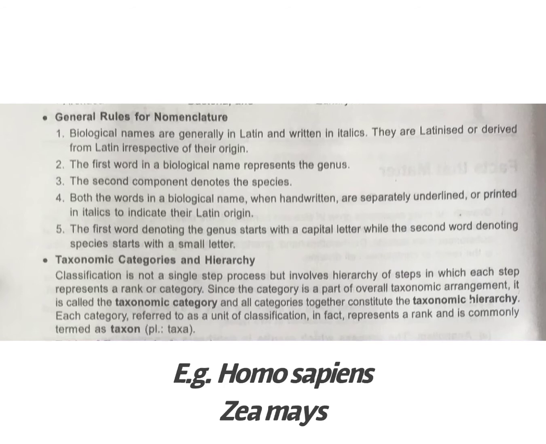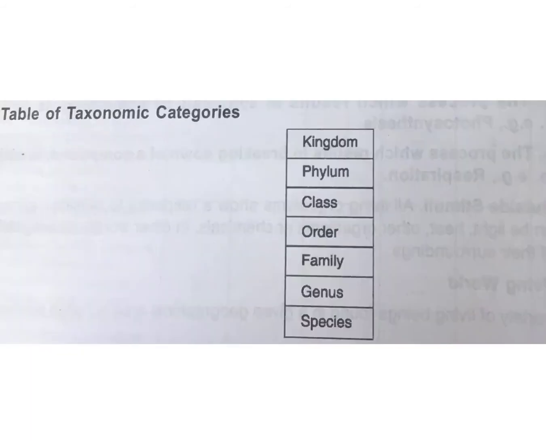So regarding nomenclature, I have displayed here 2 examples. First example is showing human being. It is known as Homo sapiens. So Homo indicates genus name and sapiens indicates species name. Similarly, next example is Zea mays. So Zea mays is the scientific name for maize plant, and Zea indicates genus name and mays indicates species name.